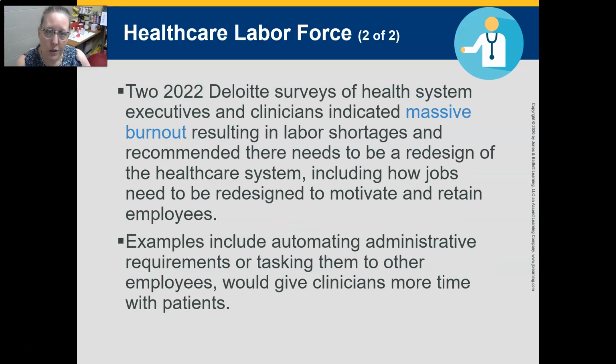A 2022 Deloitte survey of health systems executives and clinicians indicated that massive burnout is seen, resulting in labor shortages, and recommended that there needs to be a redesign of the healthcare system, including how jobs need to be redesigned to motivate and retain employees. Examples include automating some of these administrative requirements or tasking them to other employees to give clinicians more time with their patients.